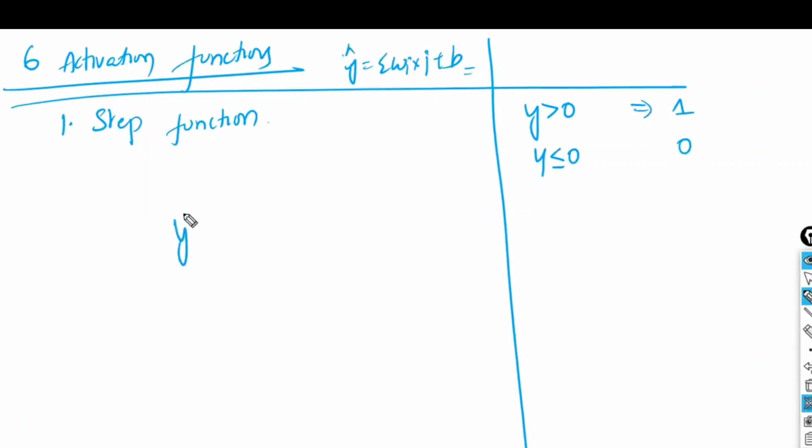For example, what is the earlier example? I have calculated 0.042 x minus 1.53. X is equal to 35, I have substituted. What is the y value I have got?